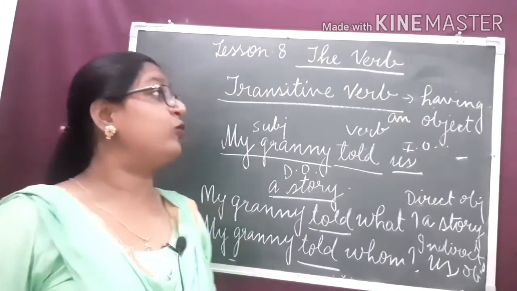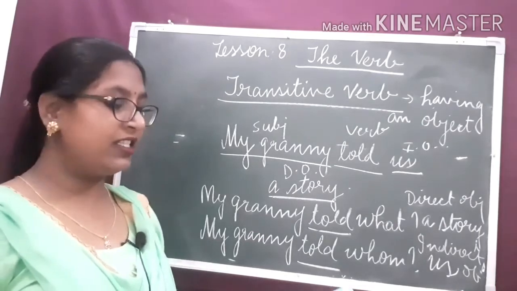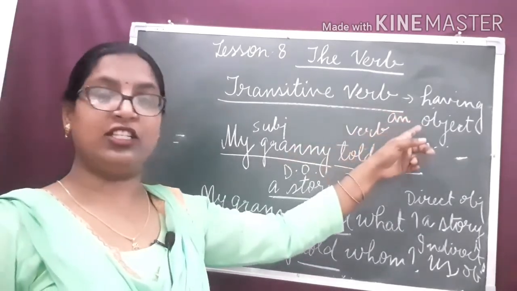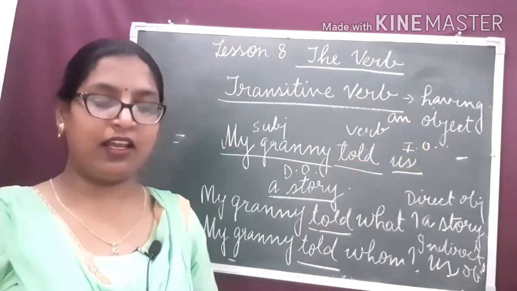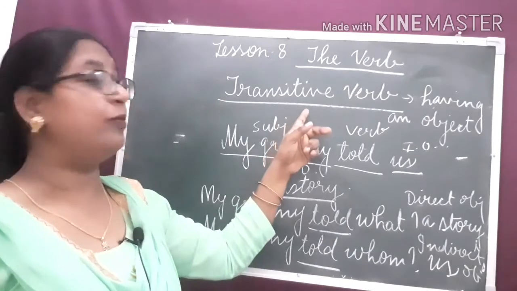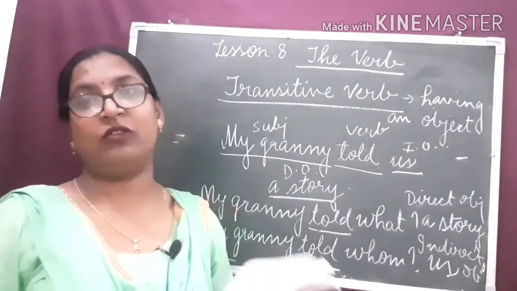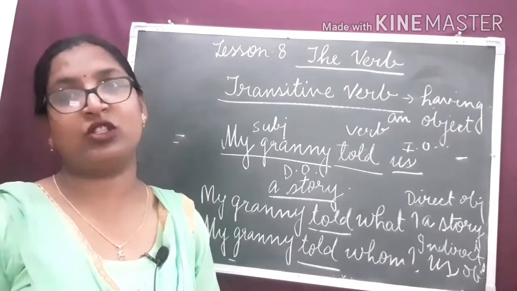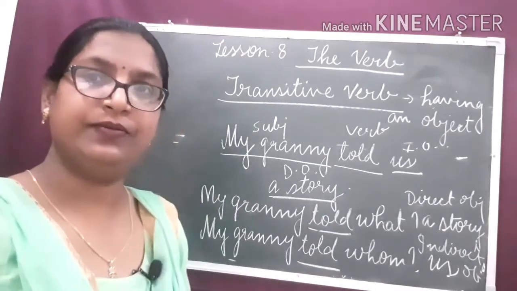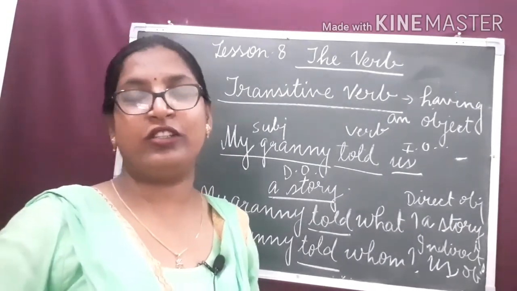So, I hope all of you understood this topic. What is a transitive verb? A transitive verb must have an object to complete the meaning of the verb. A transitive verb is always having an object. A verb which is having an object is called a transitive verb. I hope you understood this much.